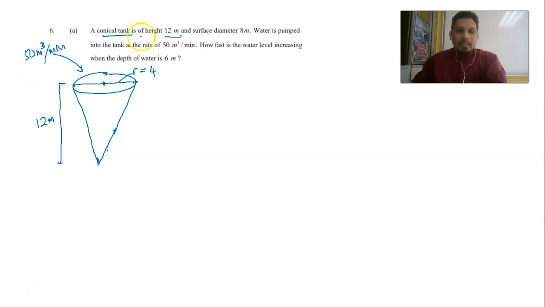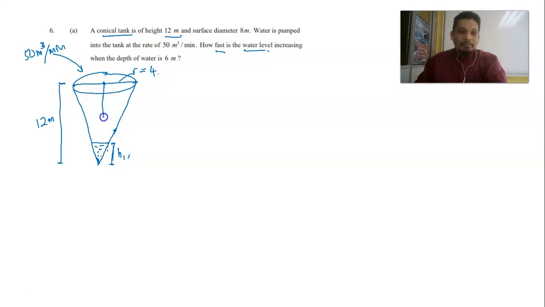Okay, how fast is the water level rising? Now class, just imagine that right now this is an empty tank. So we start filling water inside, and let's say in a few minutes it has reached this height, we call it the level. From the bottom to this level, we assume that this is H1.